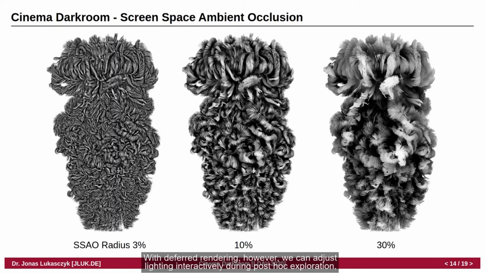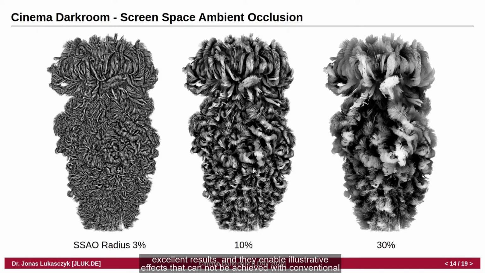With deferred rendering, however, we can adjust lighting interactively during post-hoc exploration by using techniques such as screen space ambient occlusion and screen space depth darkening. These techniques, of course, only approximate global illumination, but they can still achieve excellent results, and they enable illustrative effects that cannot be achieved with conventional path tracing, while requiring much less computational effort.